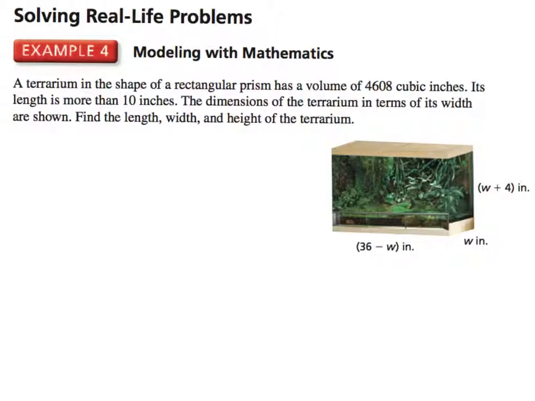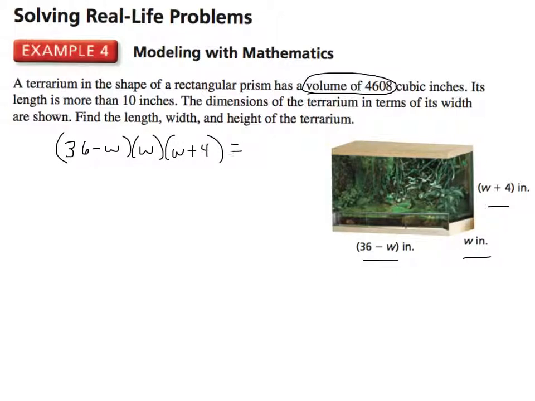First off, we're talking about volume, so we know the volume is that amount. We have length, width, height. Well, we should know that the volume is length times width times height. So we could do 36 minus W times the width times the height. Now the volume would give me 4,608.